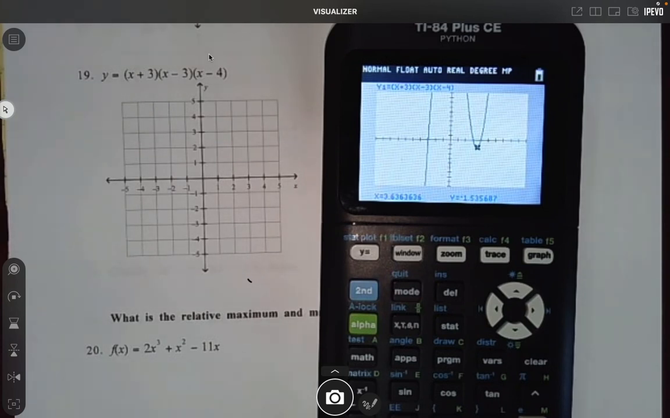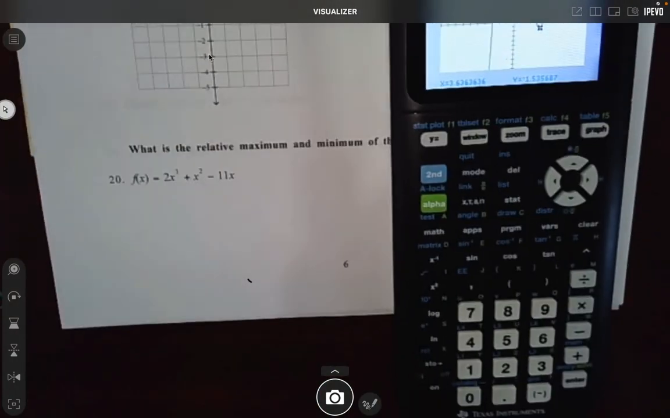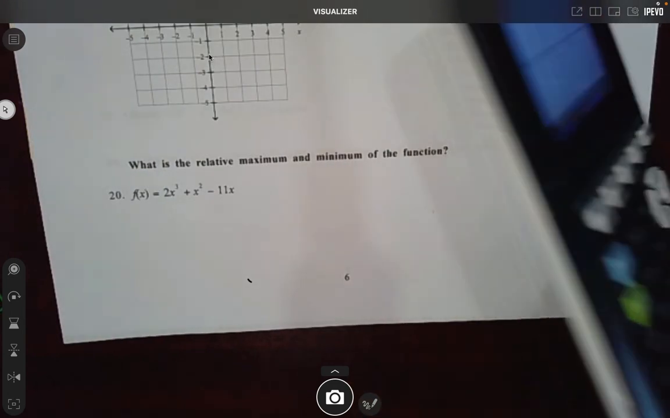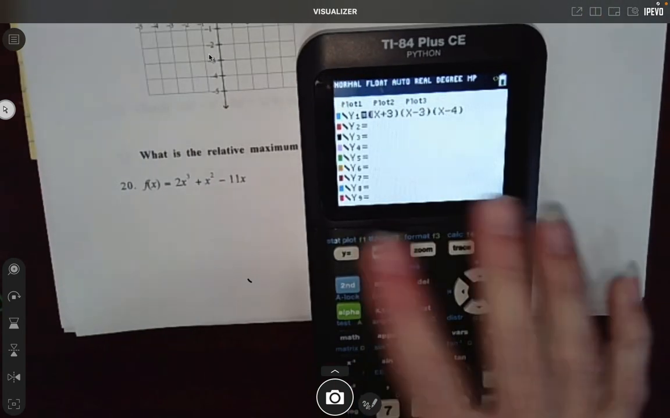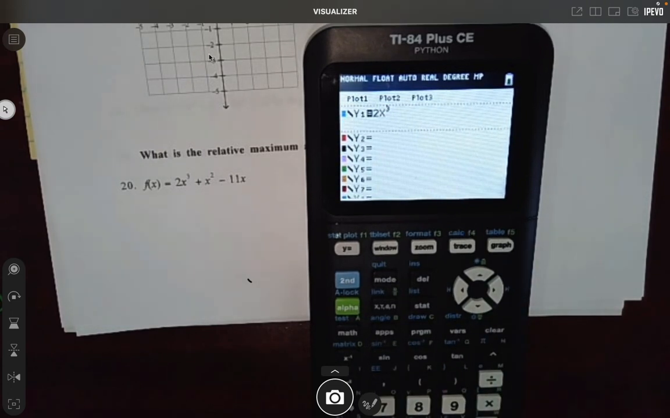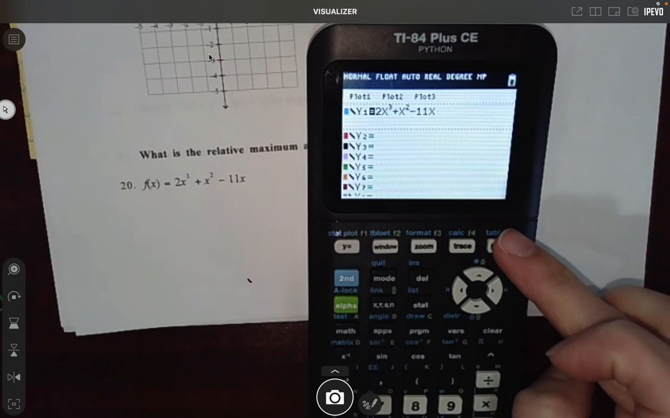Now number 20. Moving along. This one, a relative max and min. We just graph it and let the calculator do all the work, right? All they want's the answer. So 2x to the third plus x squared minus 11x. Okay, and then I will graph it.